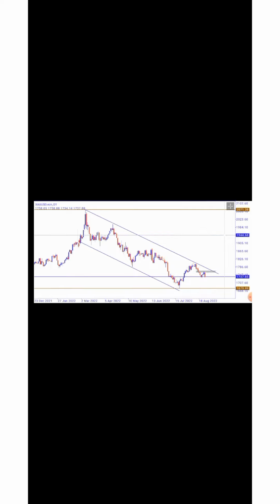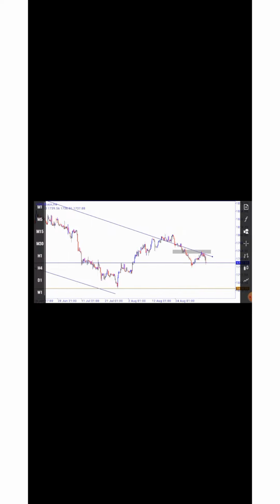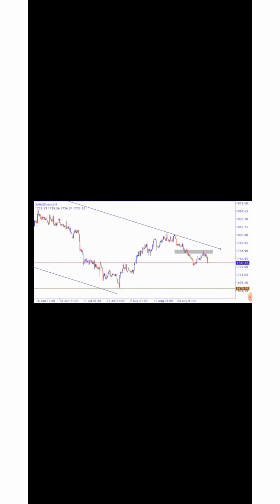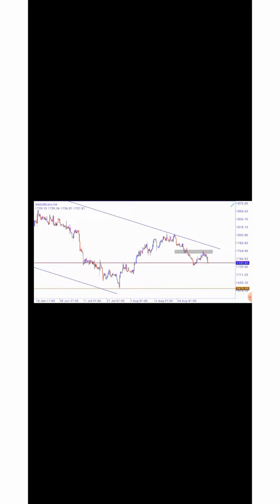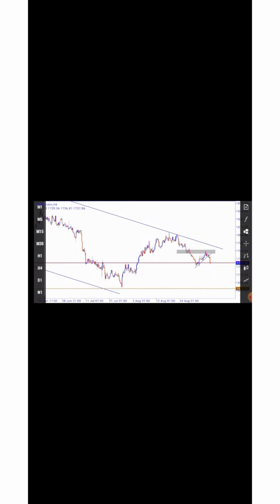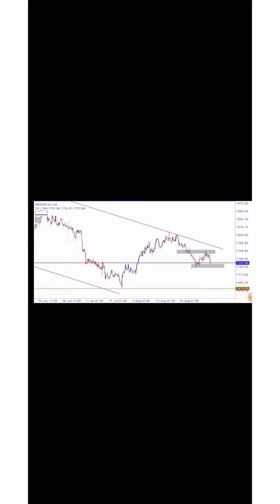So now let us move to our H4 time frame. Let's see what we have on our H4 time frame. First of all, I think I missed the main entry, the first entry on this pair. I entered late. So this is what we have on our H4 time frame.